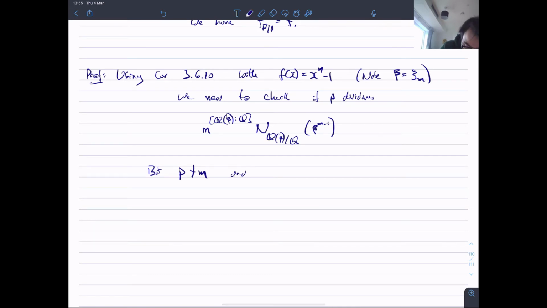And beta is a root of unity, so in particular it's a unit, so its norm is plus or minus 1. So this number is plus or minus 1 to some power, and this is just not divisible by P, so we get that P is unramified. Therefore, P is unramified.